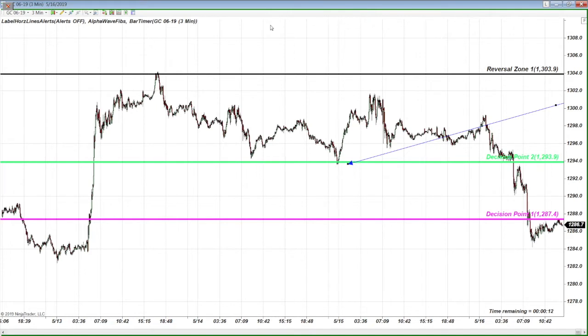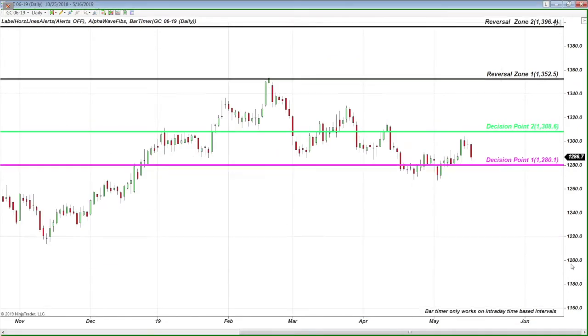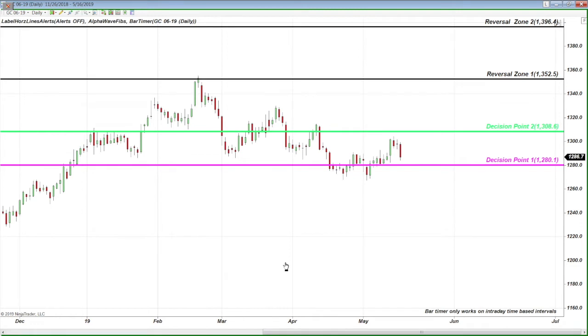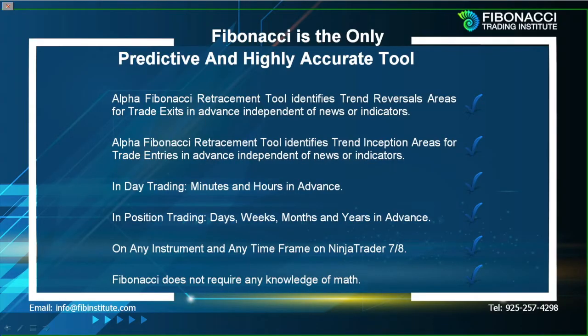And this is what the market does every single time, creating these identical spirals, creating these identical triangles. Doesn't matter if it's gold, doesn't matter if it's Apple. Every single one of these levels I developed in 2008. Every single one of these key Fibonacci trend inception, trend reversal levels has extremely high accuracy for your targets, days, weeks, months and years in advance. All depends if you day trade. All depends if you position trade on any instrument, any time frame.